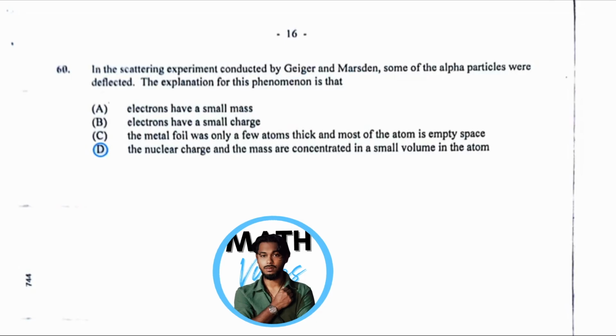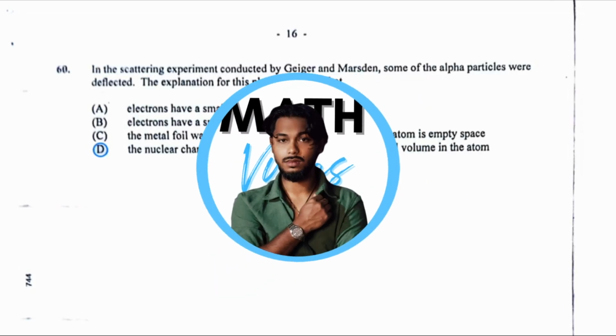The nuclear charge and the mass are concentrated in a small volume in the atom, and we're talking about the nucleus there. Right, so that's it.